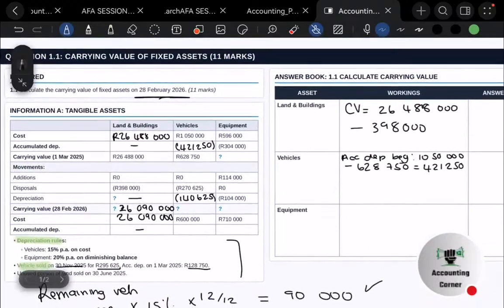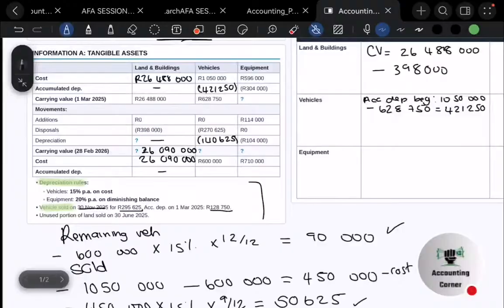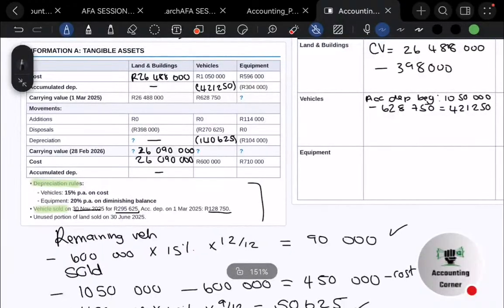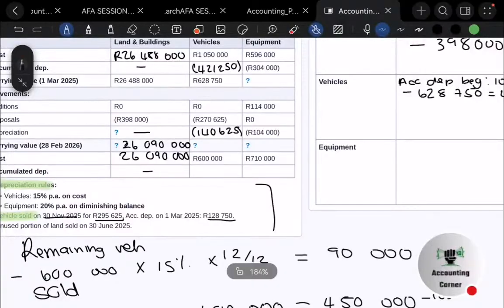So we have our carrying value at the beginning. It is 628,750. We had no additions. Then disposals were 270,625, so we say minus 270,625. And then we had depreciation, so we subtract 140,625. And that will give us our carrying value at the end for vehicles of 217,500. Okay. Let's continue.